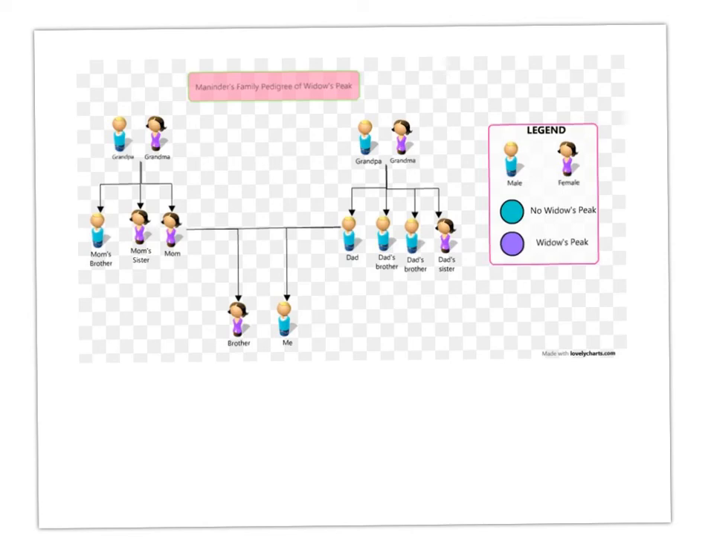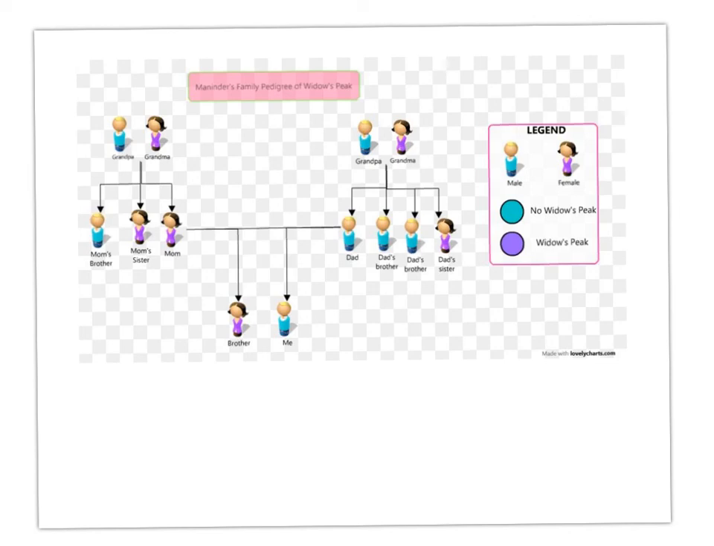So when we take a look here at this little family tree, we have grandparents, parents, kind of aunts and uncles, and then kids. So you can see down at the bottom there's one that says me. Okay? If you're light blue, you do not have a widow's peak, meaning your hairline on your forehead does not come to a point. If you're purple, it means you have a widow's peak. So the boy there says me. He doesn't have a widow's peak. And you notice it says brother, okay, is purple, has a widow's peak. Their parents, notice dad does not have a widow's peak. Mom does not have a widow's peak.